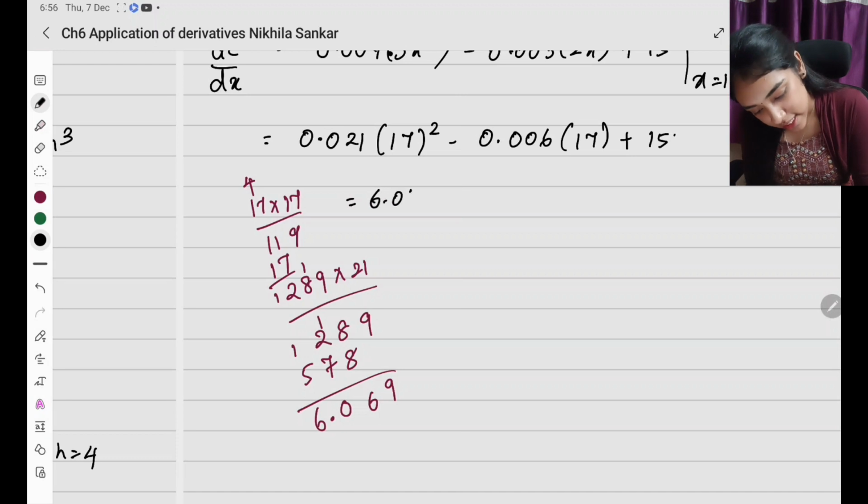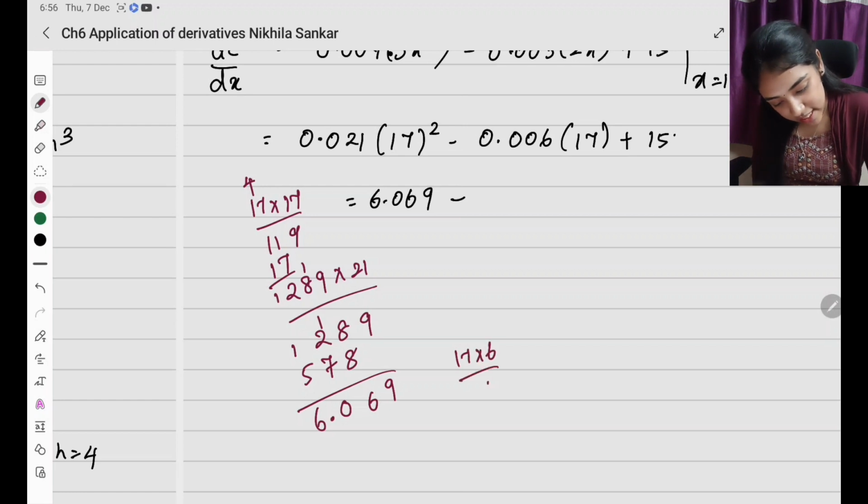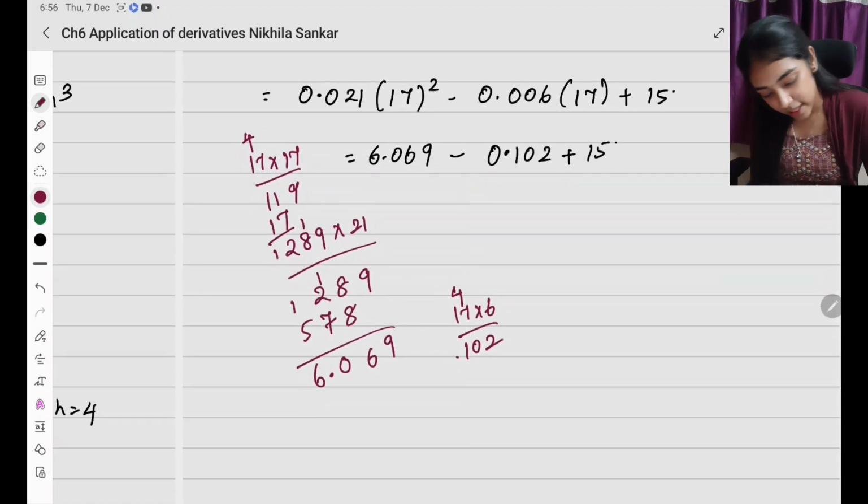So I have 6.069 minus 17 into 6. So I need to do that. 17 6s are 7 6s are 42, 4 6s are 6, 102. I have 3 decimal places. So it is going to be 0.102 plus 15. So I need to do the math carefully.